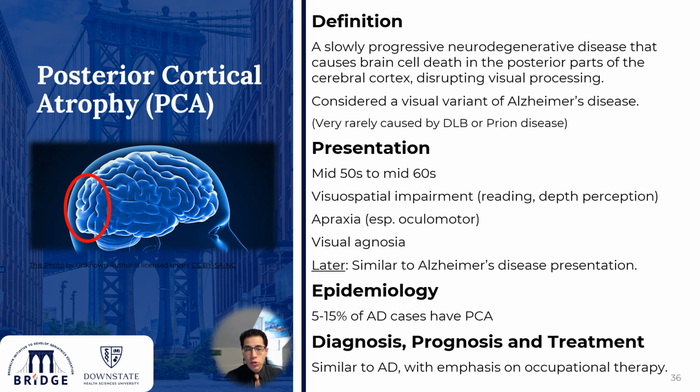The presentation is usually a bit earlier than Alzheimer's, so it starts in the mid-50s to the mid-60s. It presents with visuospatial impairment, so reading and depth perception become a problem. A lot of apraxia, especially oculomotor apraxia, and visual agnosia, and later in the disease it becomes very similar to Alzheimer's. The epidemiology is around 5 to 15% according to study populations of Alzheimer's disease. The diagnosis, prognosis, and treatment are exactly the same as Alzheimer's disease, with more emphasis on occupational therapy, particularly for these subjects.